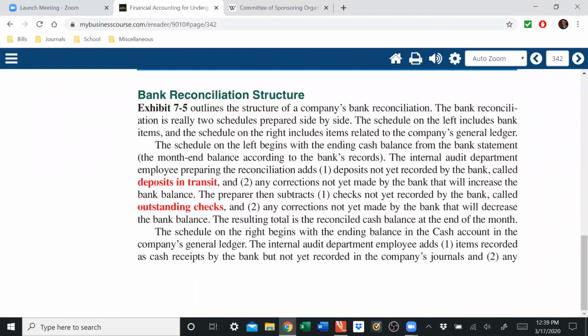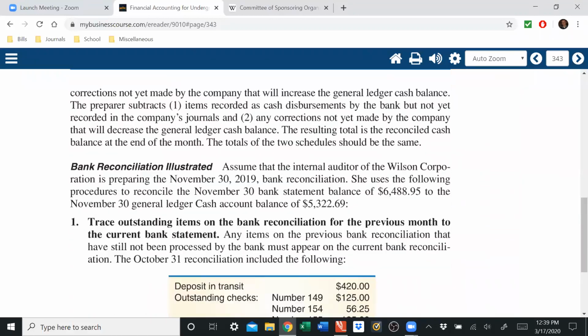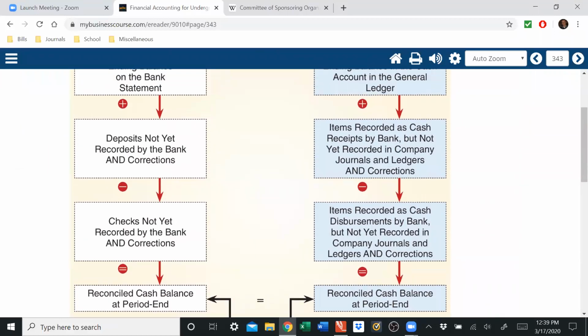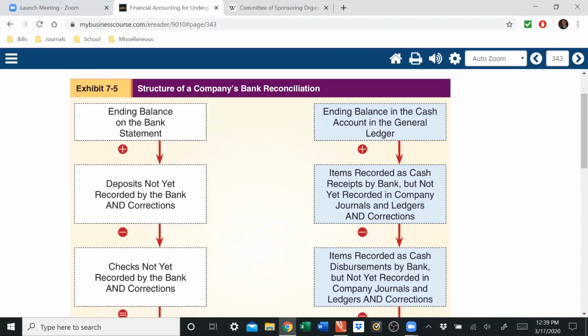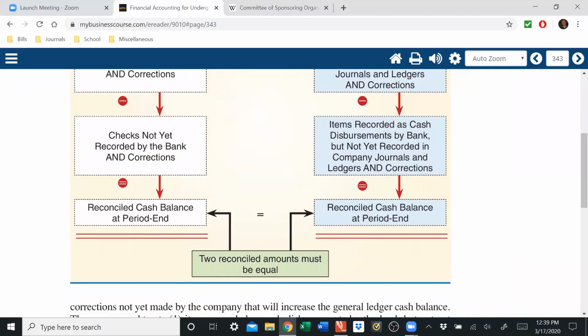All right. Let's look at the structure of the bank reconciliation. A bank reconciliation has two columns. In the first column, you start with the ending balance on the bank statement, so the bank balance. In the second column, you start with the ending balance in the cash T account. Then you make adjustments to the bank balance first, and then to the book balance second. After you've made those adjustments, the adjusted bank balance and the adjusted book balance should be equal. That's how you check yourself to see if you did the reconciliation right.